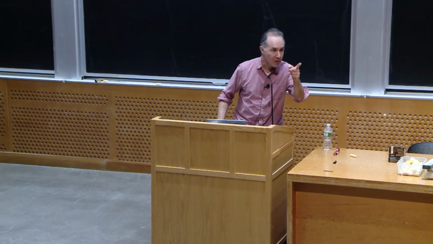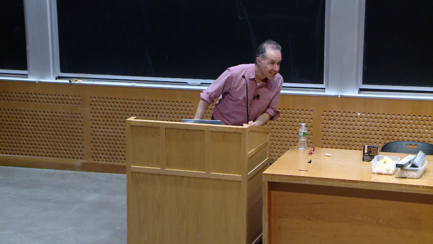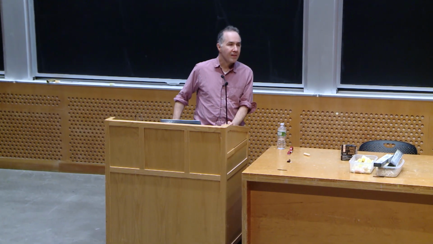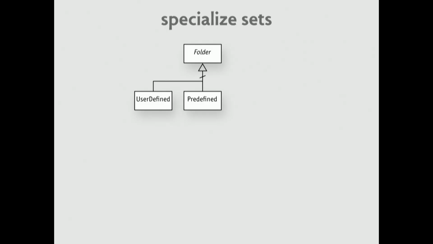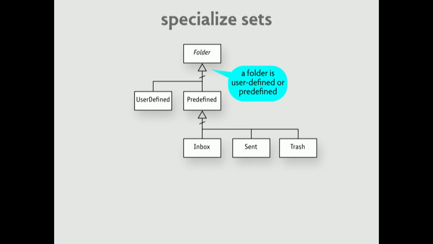Yes? What's your name? Say it again? Essian. Yes, you can have things like your inbox and outbox. So what I'm actually going to divide it into is the user-defined ones and the predefined ones, right? So the predefined ones are the things like the outbox, and then the user-defined ones are the ones like work and play and so on, okay? So this little symbol means that a folder is either user-defined or predefined, okay? It essentially says it's broken into these subsets. And then I can break into more subsets. So I might say the predefined ones are inboxes, the sent box, the trash box, and so on, okay?